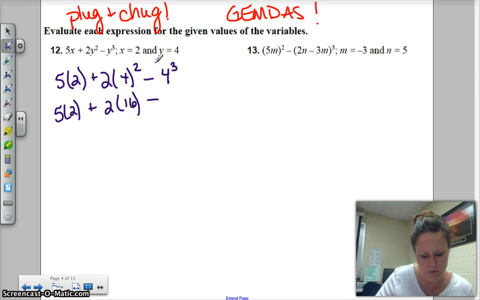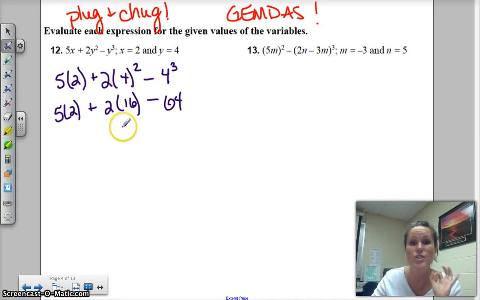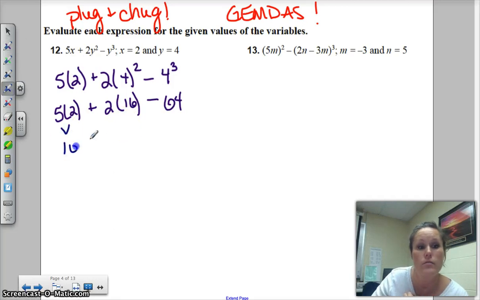4 times 4 times 4. Yep, 64. Okay, now move along with life. I don't have any grouping symbols left. Well, I do, but it just means multiply. I don't have any more exponents, so now I do multiplication, division, whichever comes first left to right. So here, 10 plus 32, minus 64.